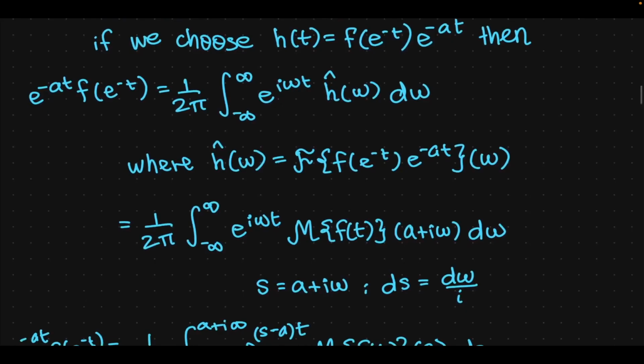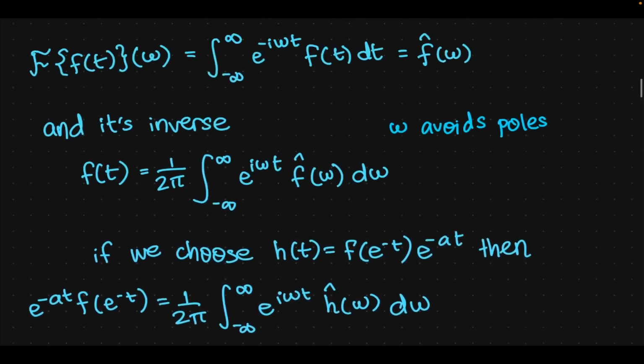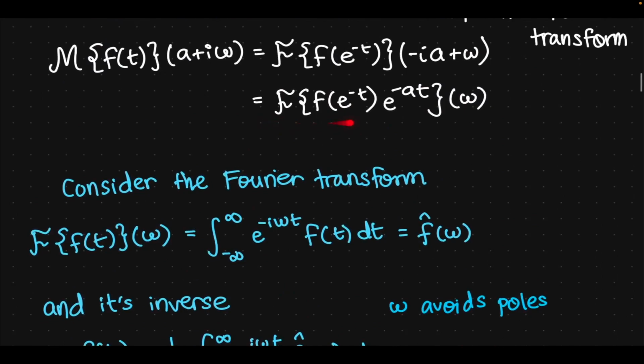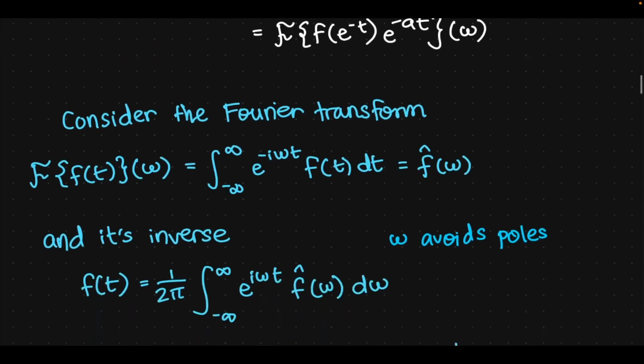And now we can just use the relation that we derived, the latest relation that we have here. So if we have the Fourier transform of f of e to the minus t e to the minus a t as a function of omega, we can just replace that by the Mellin transform of f of t, evaluated as a function of a plus i omega.